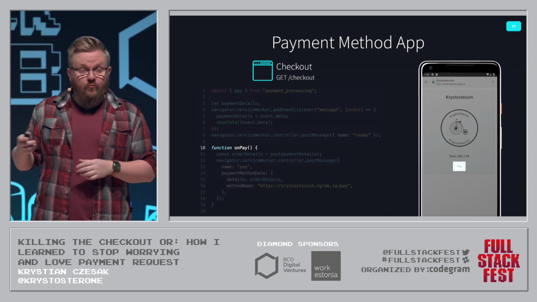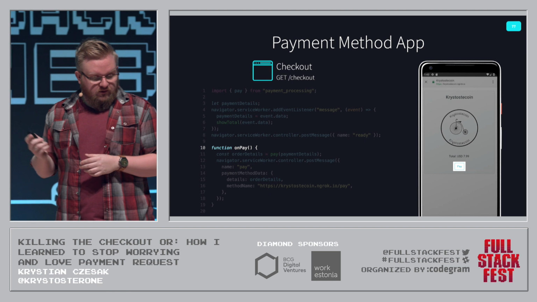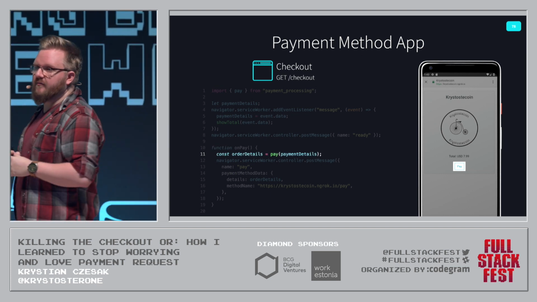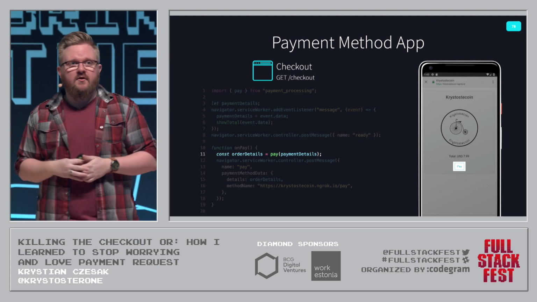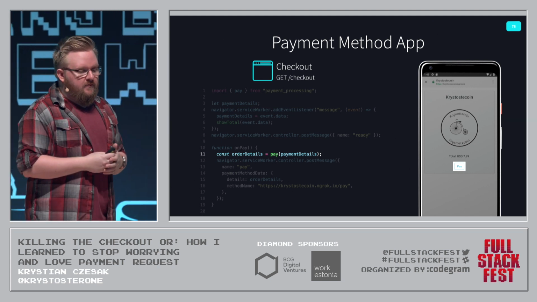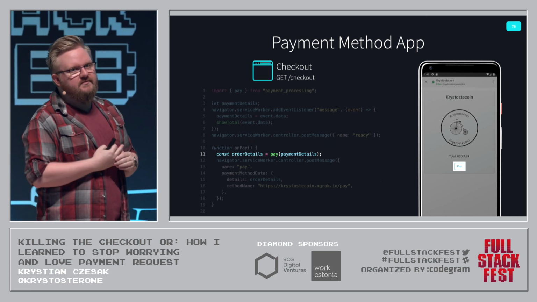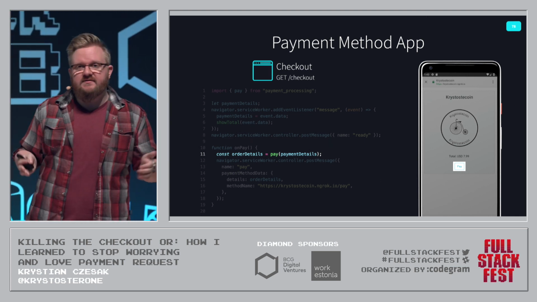And once the user is ready to pay, we can actually process the payment. And again, it's not the job of PaymentRequest to process the payment. It's up to you to process the payment through your usual infrastructure. And then in this case, we have, say, a pay method that gives you back order details. So say a transaction ID, timestamp, etc.